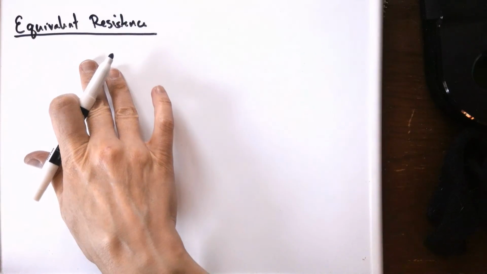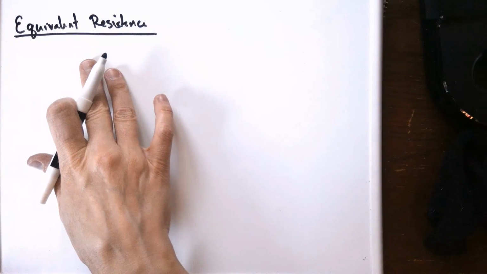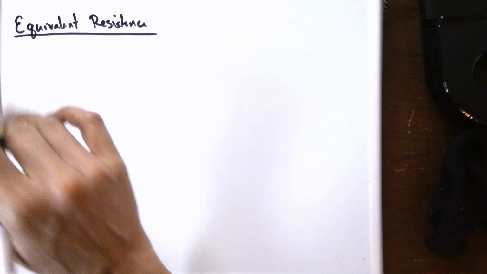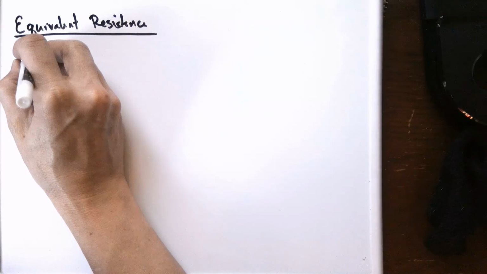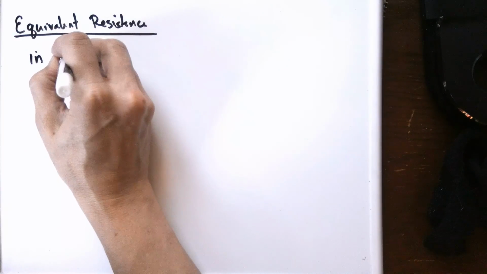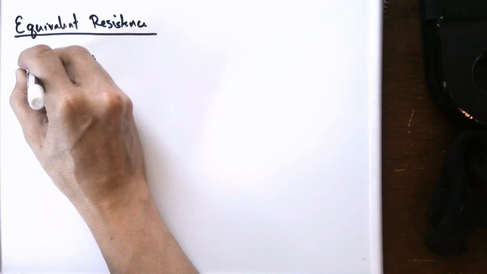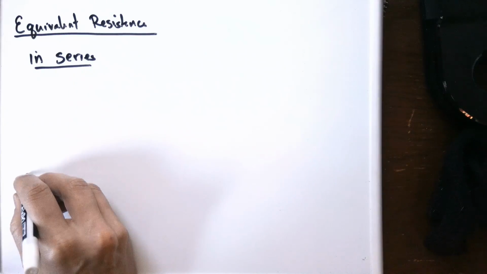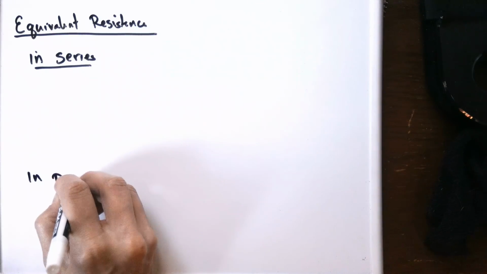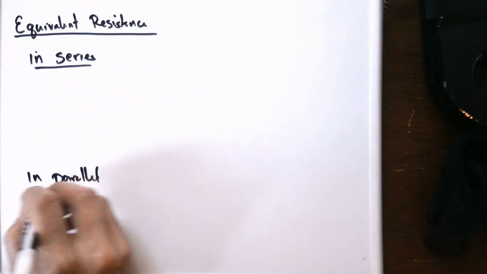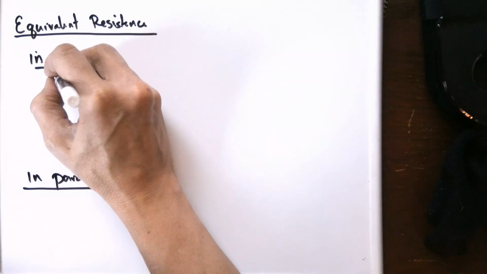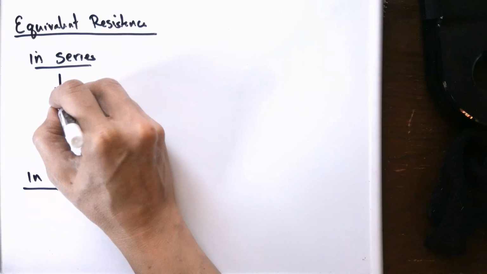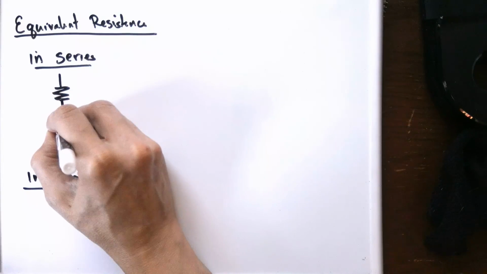So say you've got two resistors in your circuit and you want to find the equivalent resistance. Well, then you have to look and say, are these guys in series, or are they in parallel? Because if they're in series, that means you've got them hooked up like this.